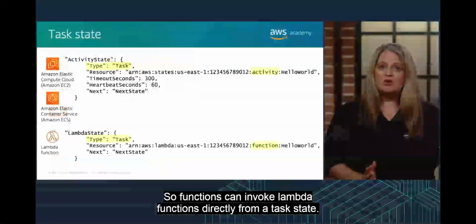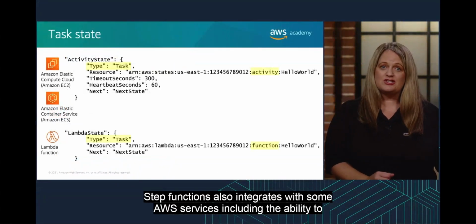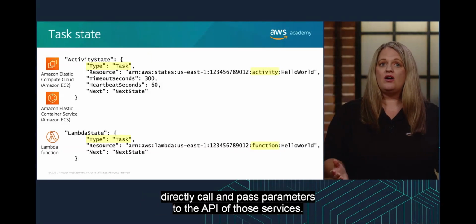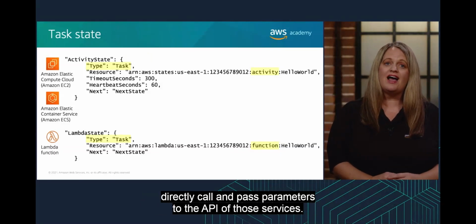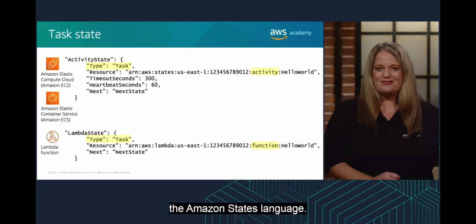Step Functions can invoke Lambda functions directly from a task state. Step Functions also integrates with some AWS services, including the ability to directly call and pass parameters to the API of those services. You can use Step Functions to coordinate these services directly from the Amazon States Language.